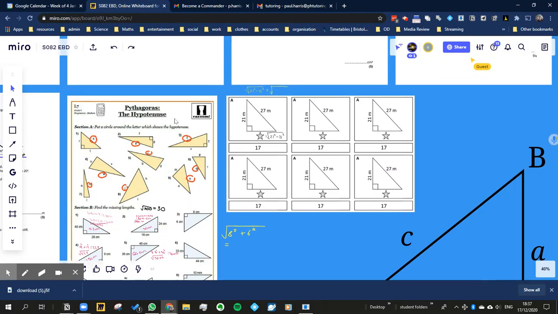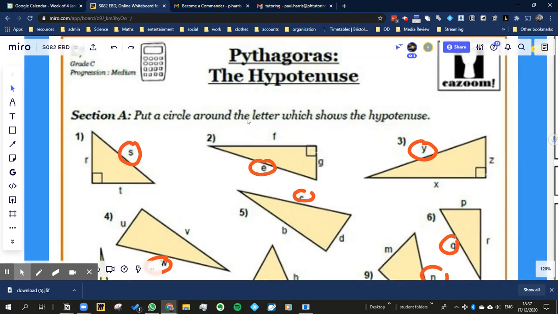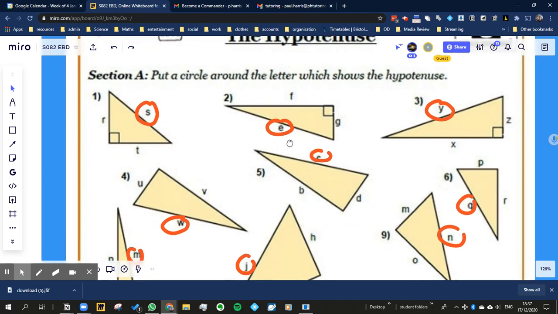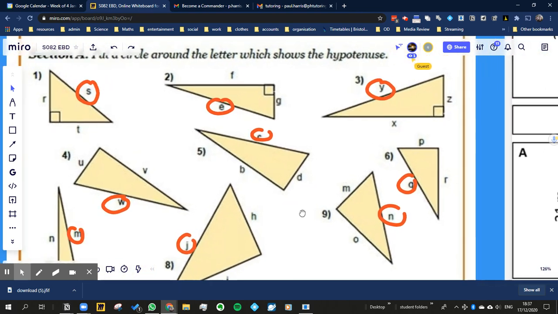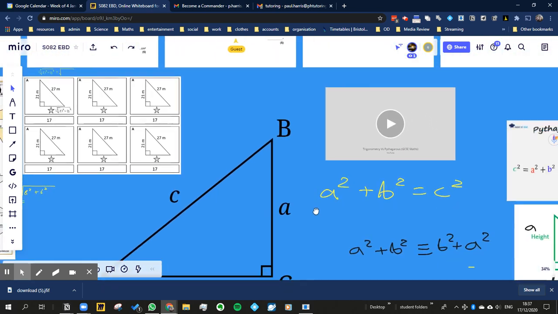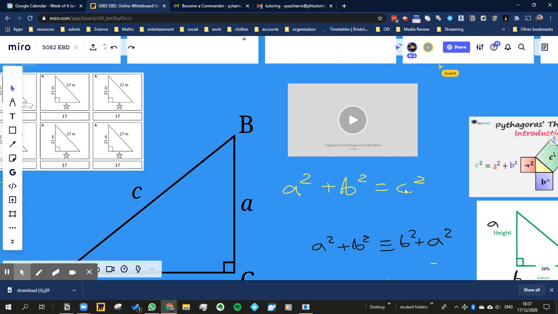So Pythagoras, first thing we need to know is on a right angle triangle, which one is the hypotenuse, and that's the longest side, and it's always opposite the right angle. So you've got to find the right angle on the triangle, and it's the one that's opposite to that, and it's always the longest side. That's the hypotenuse.